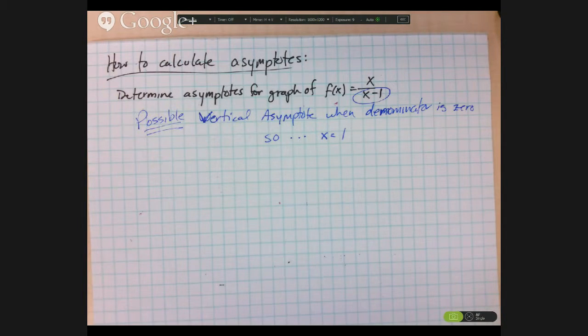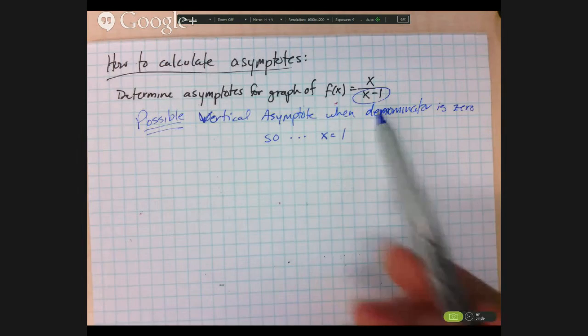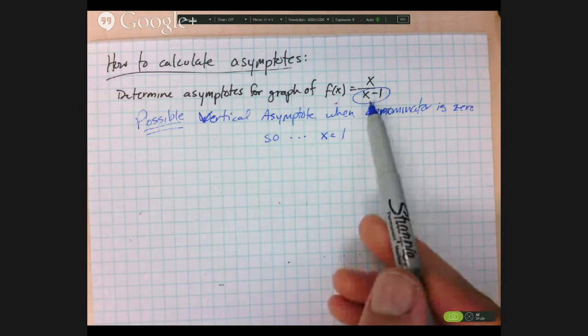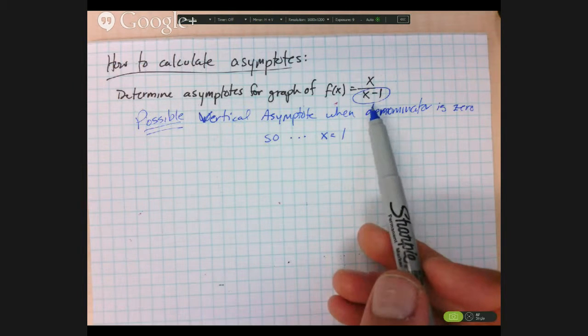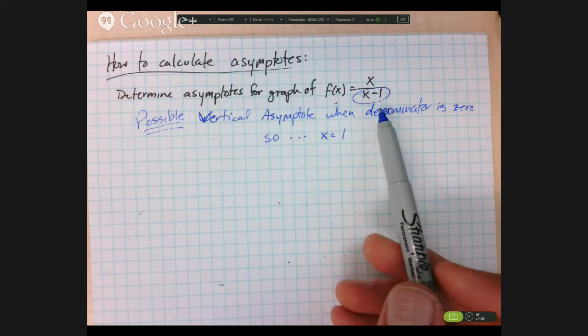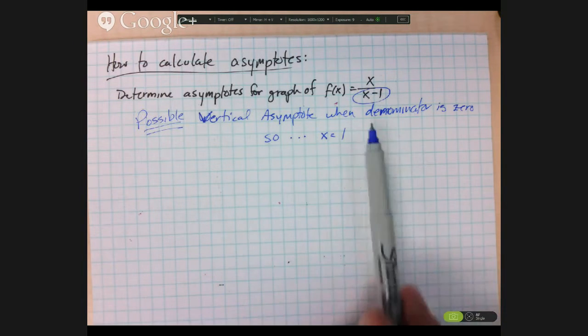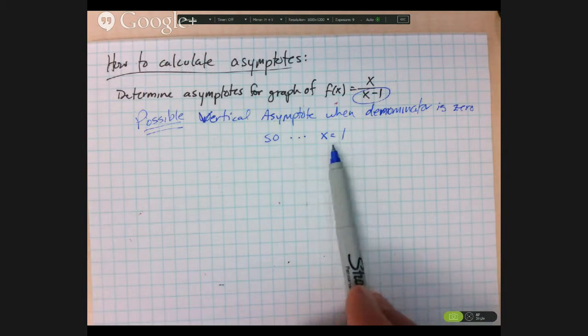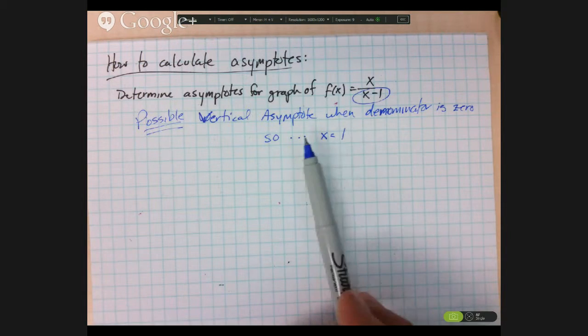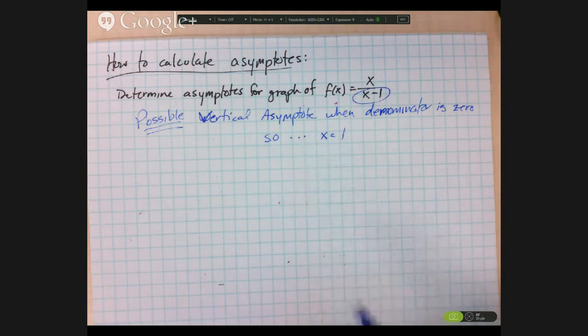How about we just prove my point even more? If I plug 1 in for the denominator, what's 1 minus 1? Okay, so 0 in the denominator means the fraction is undefined. Means we cannot be in that spot on the graph. So at x equals 1, there's a possible vertical asymptote. Okay, we're going to test for it.